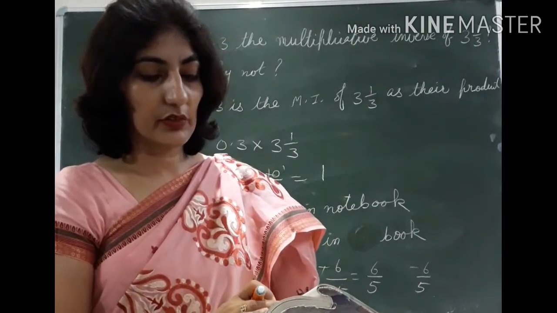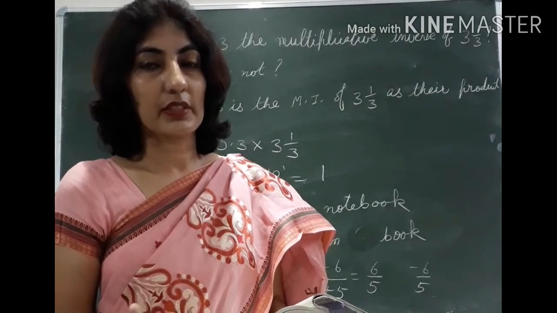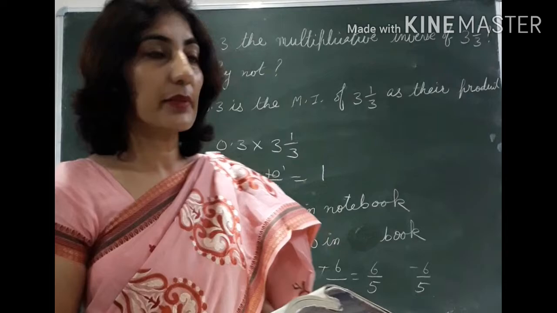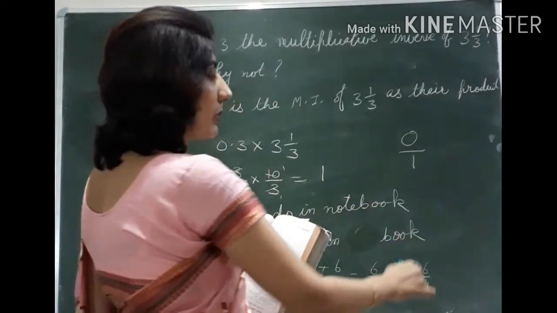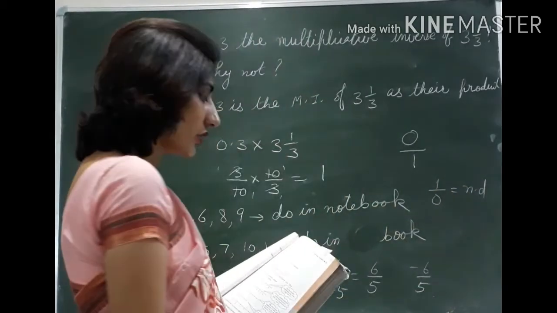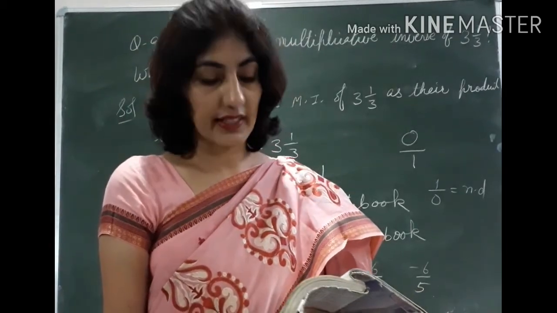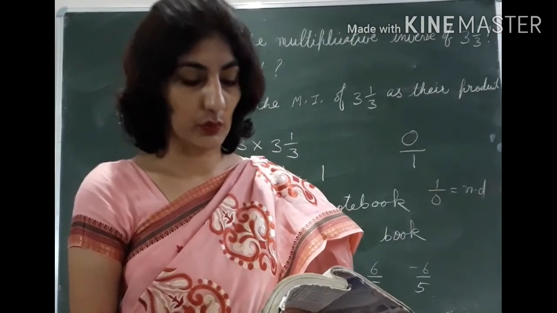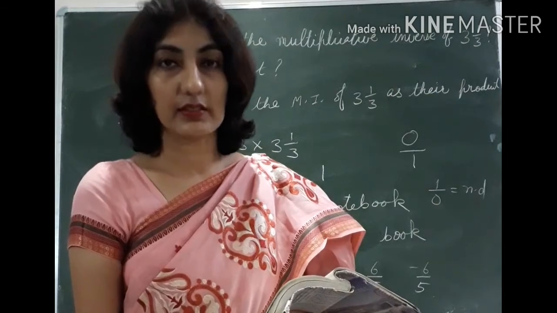Question number 10 is write the rational numbers that do not have a reciprocal. 0 is a rational number that does not have a reciprocal because 0 can be written as 0 by 1, and if I write the reciprocal it will be 1 by 0, which is not defined. So 0 is a rational number that does not have any reciprocal. Second part is the rational numbers that are equal to their reciprocals. They are 1 and minus 1. The rational number that is equal to its negative is 0.